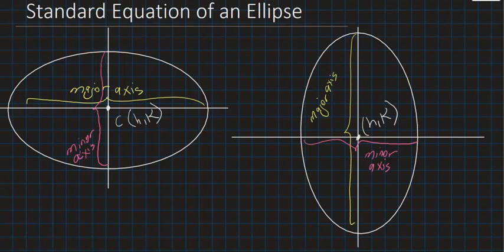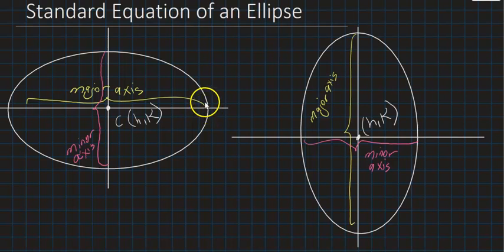All right, we're going to talk about the standard equation of an ellipse. First, let's talk about what an ellipse is. Now, in terms of the geometry part, let's identify a few characteristics of an ellipse. Notice that I've got two different diagrams here. One is a horizontally elongated ellipse and the other one is vertical.